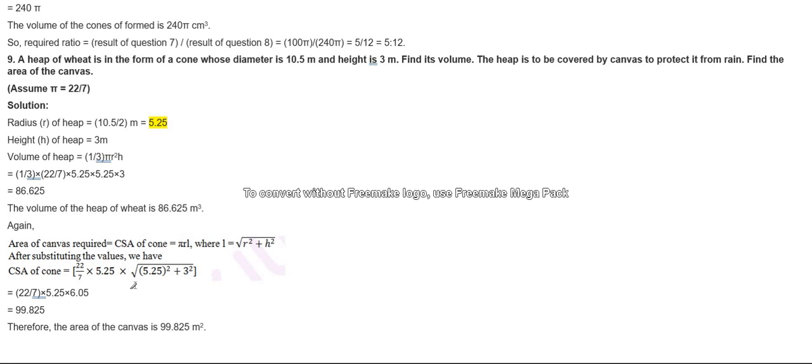So we have to find the CSA, and the formula we know is pi R L, where L you can easily find. We have discussed in the previous questions how to find L. So using this formula, find L. R is known to you, and we know the value of pi. Putting all the values in the formula, the area of the canvas is 99.825 meters square. So this is all regarding our exercise 13.7.